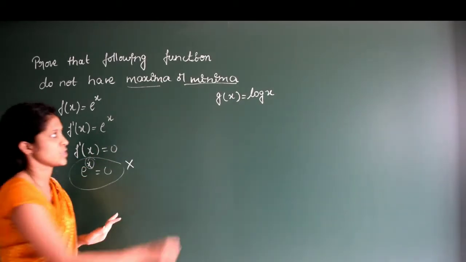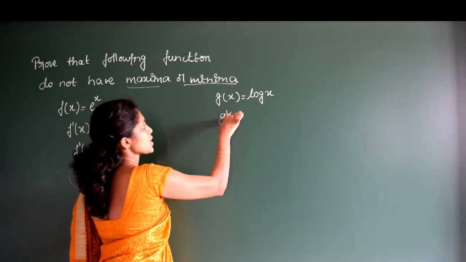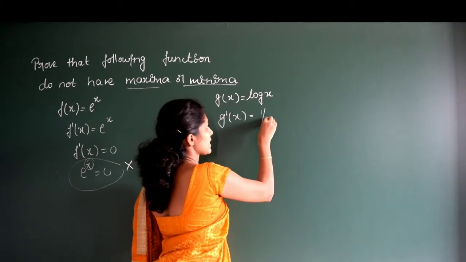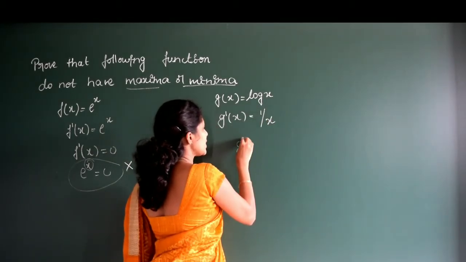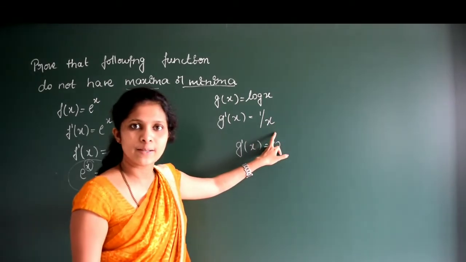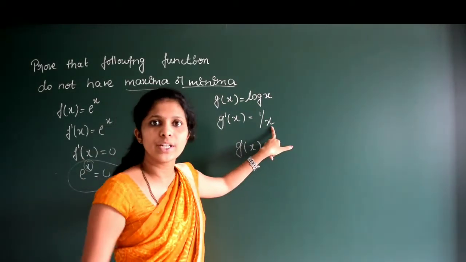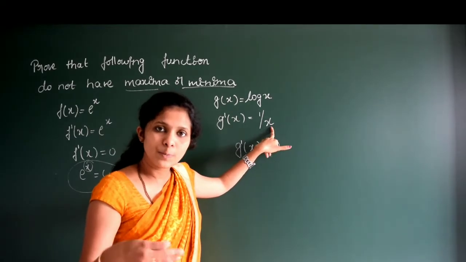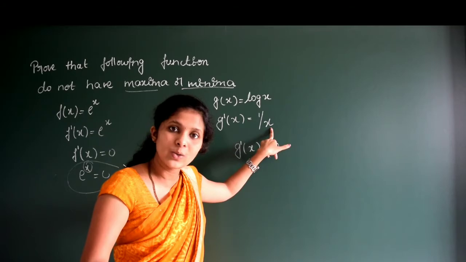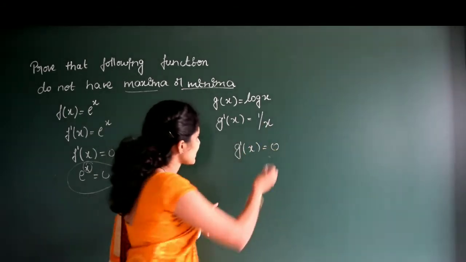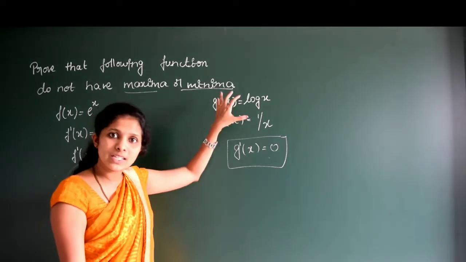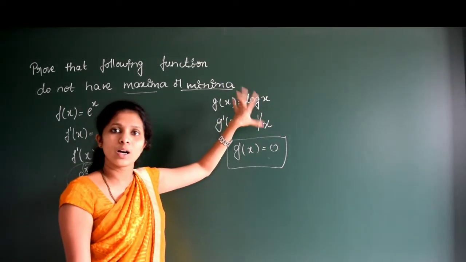If you consider this equation and differentiate it, g dash of x will be equal to the derivative of log x, which is 1 by x. Now I have to equate g dash of x to 0. Can we find any such value for x? See, if x is equal to 0, then it is not defined, right? If I consider a positive value, then g dash of x will be greater than 0. If I consider a negative value, then it will be less than 0. But we cannot find any value such that g dash of x is equal to 0. So this function does not have any maxima or minimum.